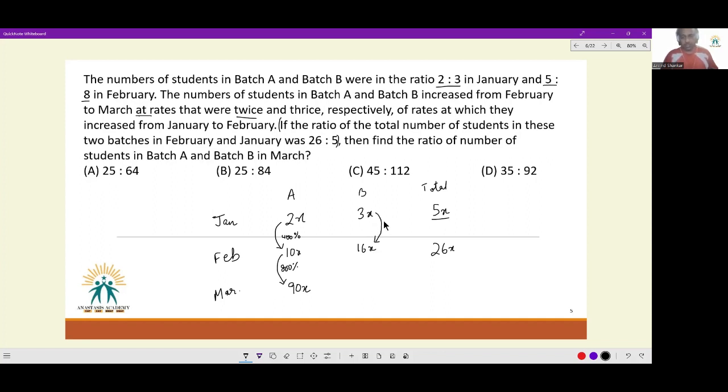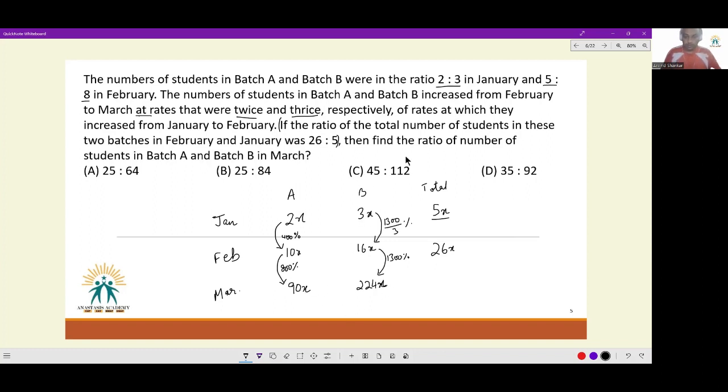Similarly here, what is the increase? The increase is of 13 by 3, so 1300 by 3%. I'm not getting into the maths of it. But for B, we are also told at rates that were twice and thrice. If it is thrice of 1300 by 3, the increase here is of 1300%. If the increase is of 1300%, it is increasing to 14 times its original size. 14 into 16, 224x.